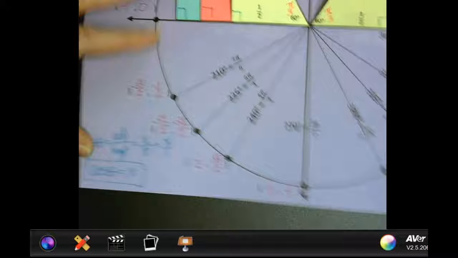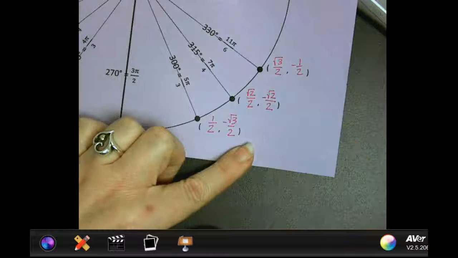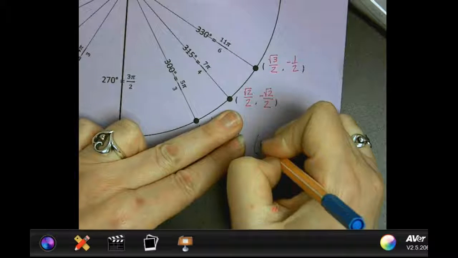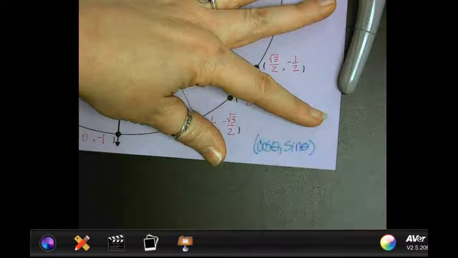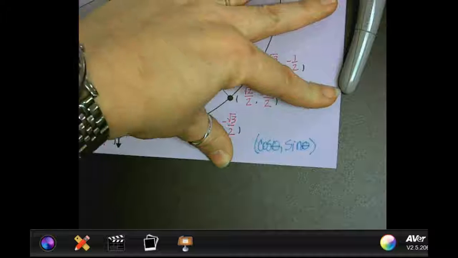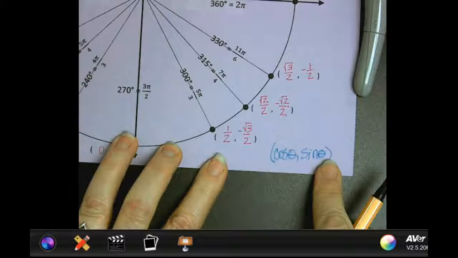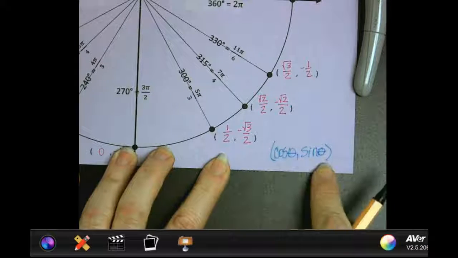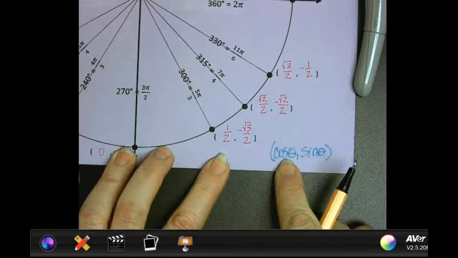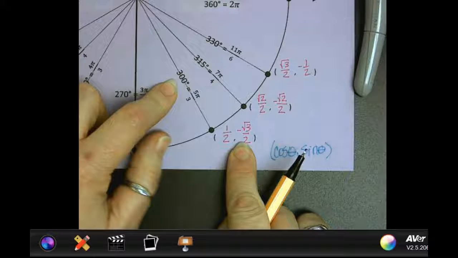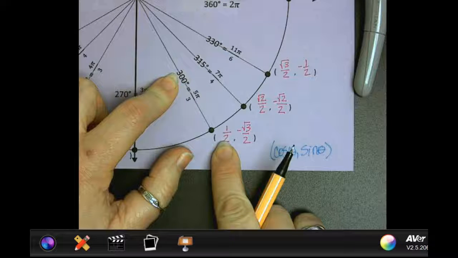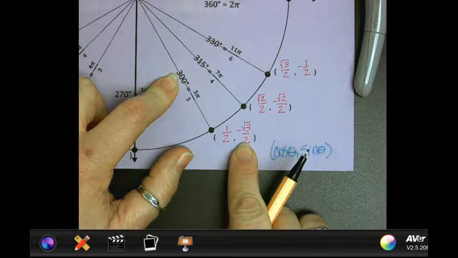These ordered pairs that you have, we'll write it over the corner. It's cosine theta, sine theta. That is your x, y. It's an ordered pair just like x and y are. Cosine comes first. Cosine is your x value, sine is your y value. So right here, the one we can see right now, 300 degrees. The cosine of 300 degrees is 1/2. The sine is negative square root of 3 over 2.